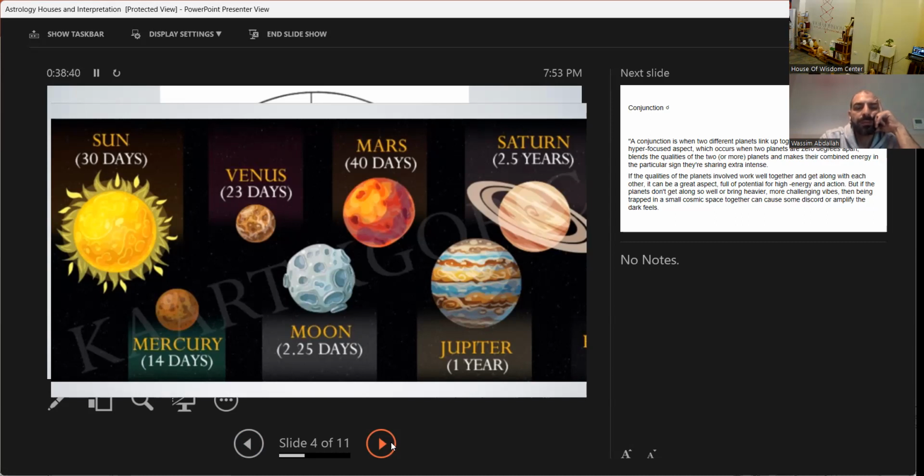Moon is changing every 2.25 days. Mars is changing every 40 days. Jupiter is changing every 1 year. And Saturn changes every 2.5 years. So practically speaking, if some bad news is coming to someone, say Mercury is hitting his financial house, it's going to impact him for 14 days. But if Saturn hits his financial house, it's going to impact him for 2.5 years. Does that make sense? So you need to know this, because when you're interpreting and Mars enters somewhere, the person is going to have instability for 40 days. Right? He's going to have instability for 40 days.